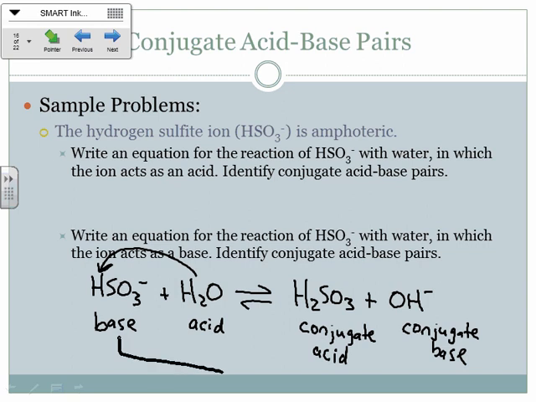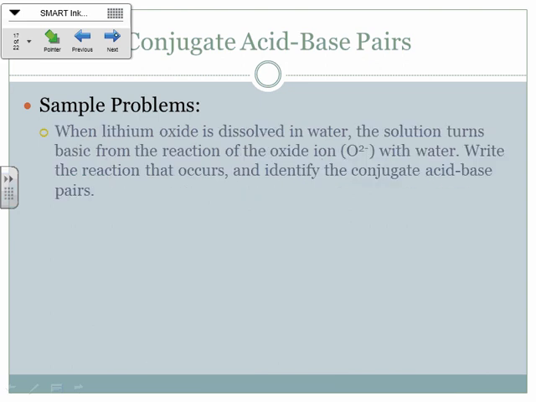Okay, so you get your base and your conjugate acid, there's a pair, and then your acid and its conjugate base, and that's a pair. Alright, so that's how you pair those things up.